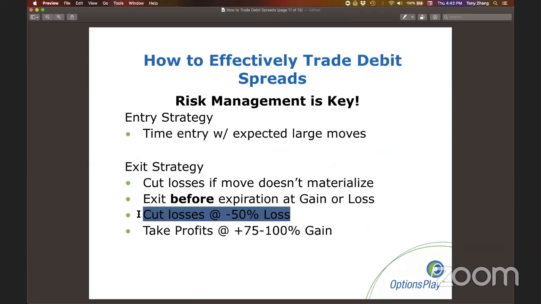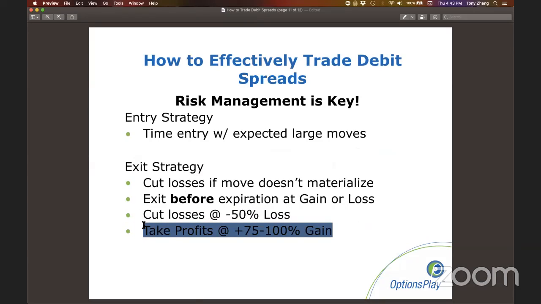This is where the rule of thumb here for debit spreads is pretty straightforward. You want to cut your losses if you lost 50% of the trade on your debit spread, and you want to take profits if you gained at least 75 to 100% gain on your trade. So that means if you buy a debit spread for $1 and it's trading at 50 cents or so now, it's about time to cut your losses.